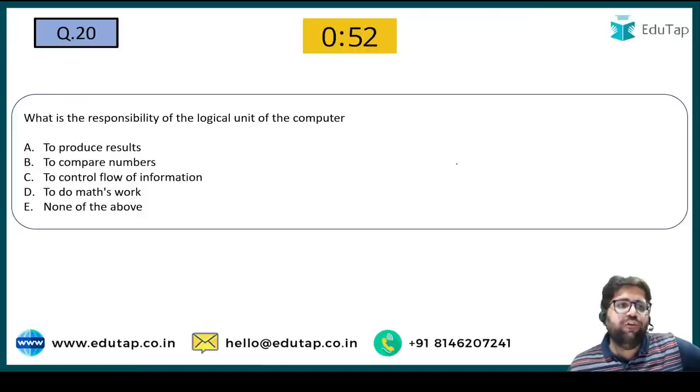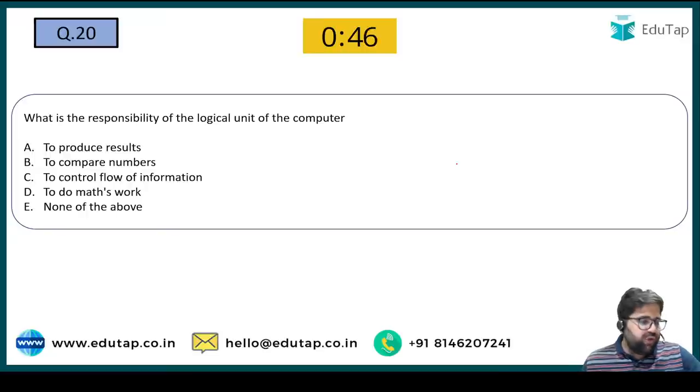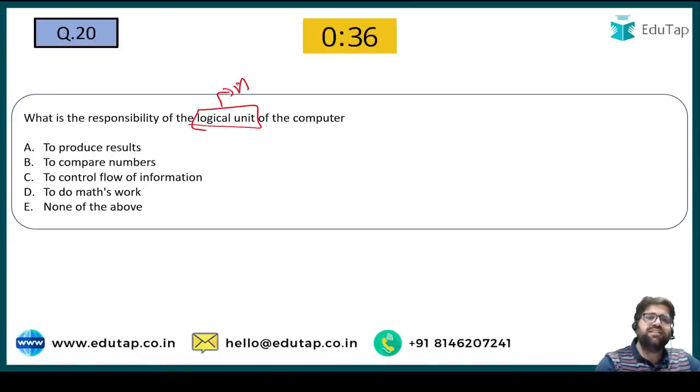This is the question which I think maximum of you will get wrong. Question number 20. Now we have studied what ALU is all about. What is the major function of ALU? What is the responsibility of the logical unit of the computer? If I'm saying logical unit, you have to understand it's ALU, because it is the arithmetic logic unit. Do not understand it as CU. CU is not the logical unit.